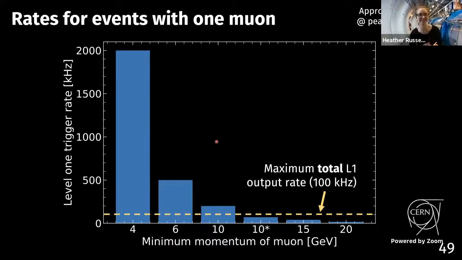But if it has 4, then that rate would be 2000 kilohertz. And I'm not sure if you remember the number, but I've got it here just in case. The maximum total output rate we can use is 100 kilohertz. So we can't do that. We can't write them all out.